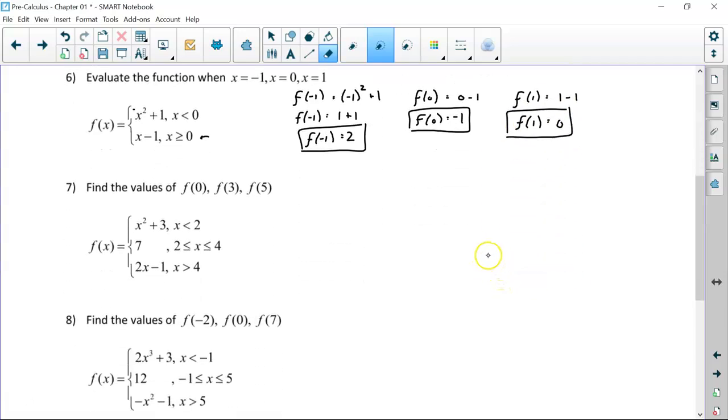Looking at another example. Here we have 3 equations. So f of 0. Now 0 is less than 2, so we're going to use the top one. So it's x squared plus 3, so 0 squared plus 3. So f of 0 equals 3.